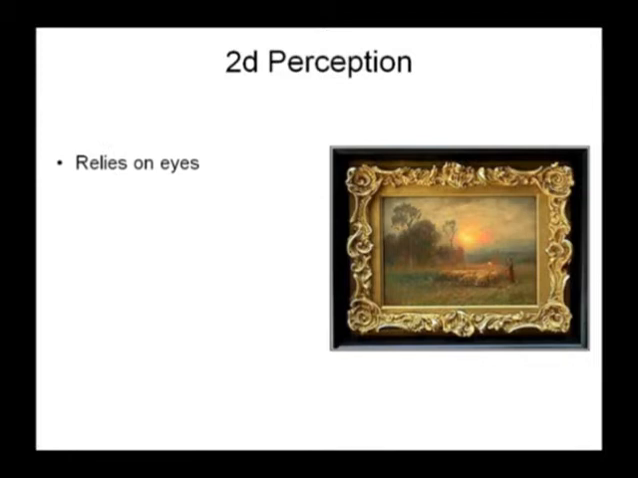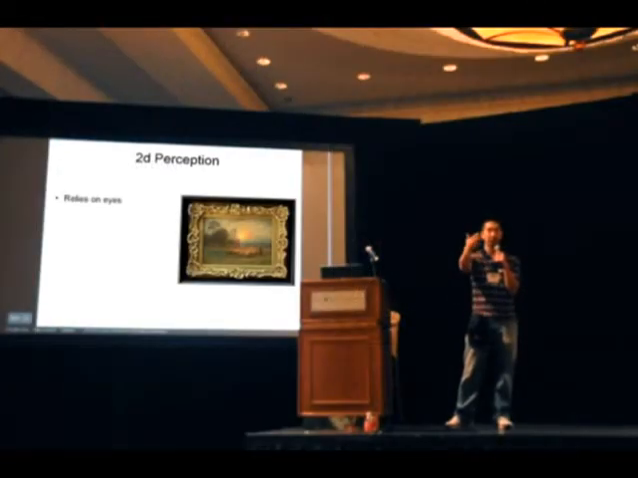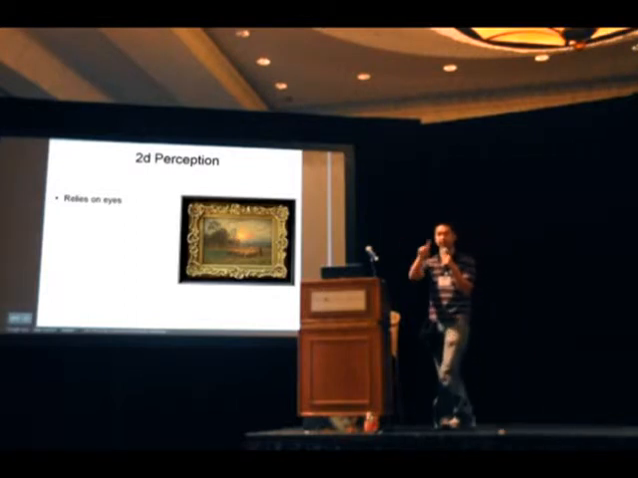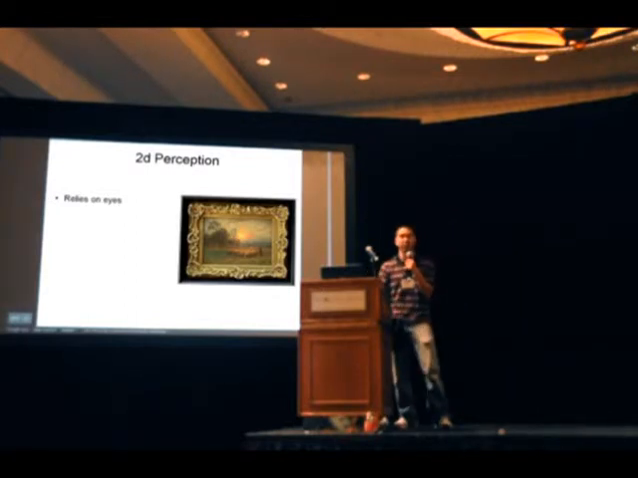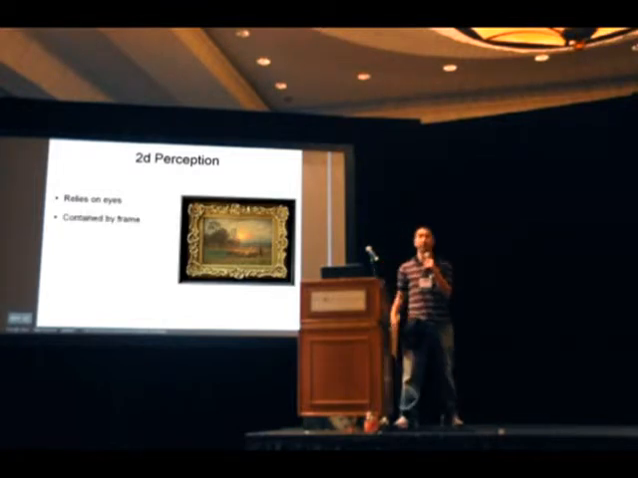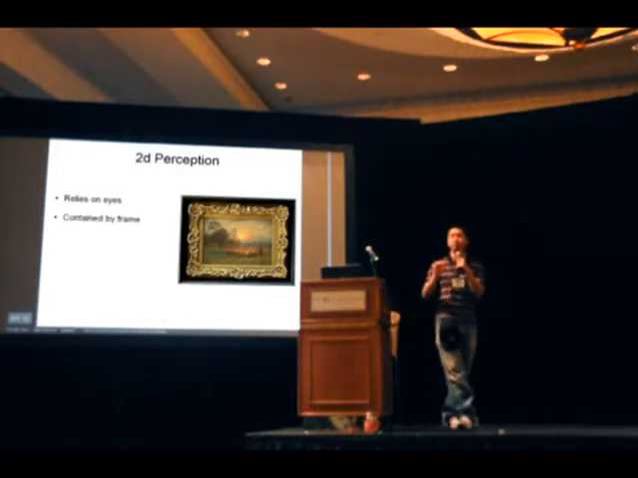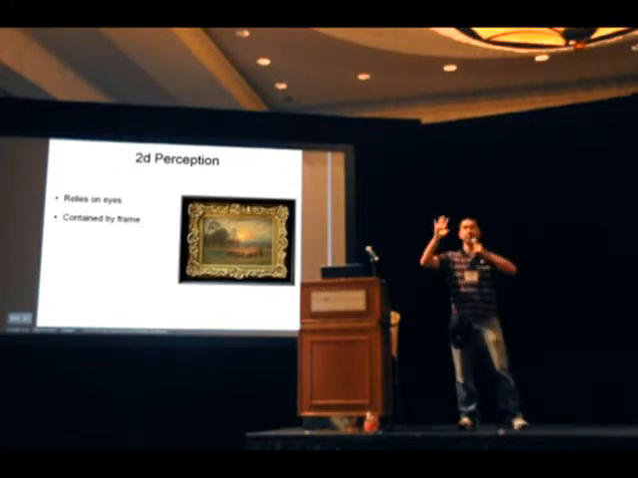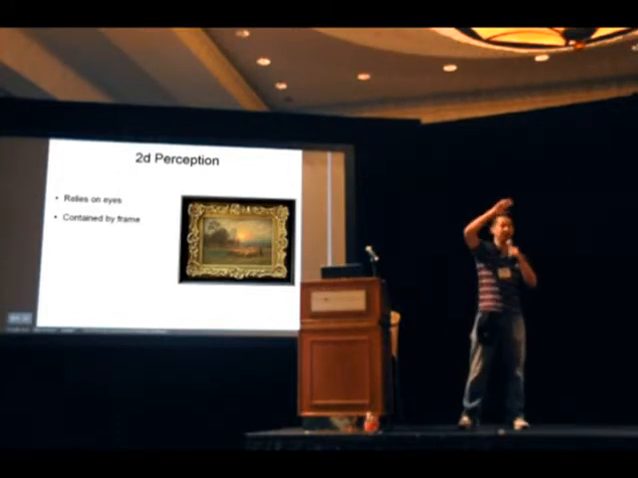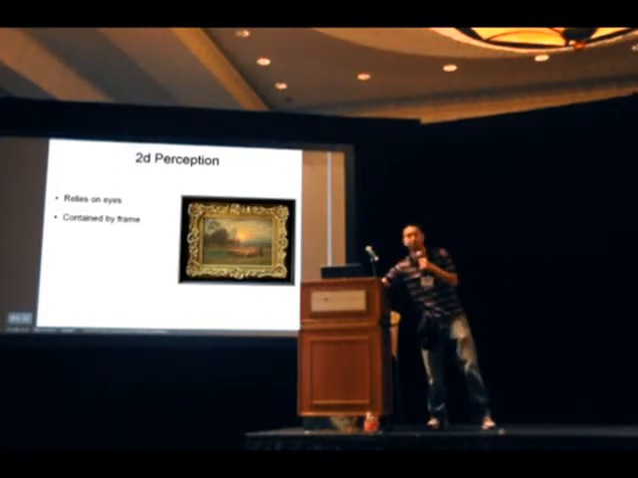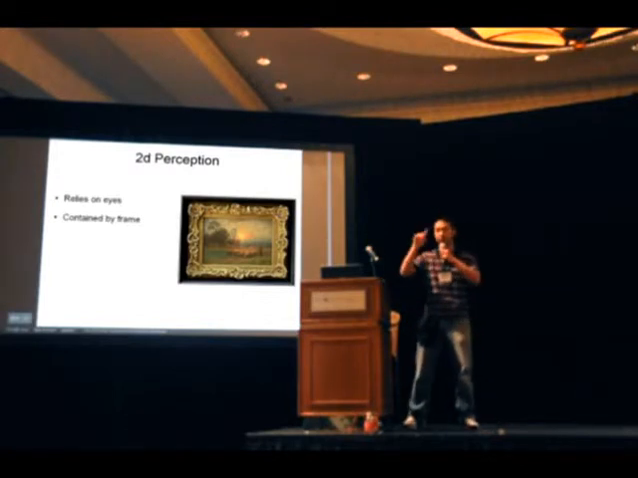So in terms of 2D perception, first of all, it relies on the eyes, right? We see 2D perception with our eyes. We don't really touch it, because if we touch it, it's texture, and that's not really 2D. It's contained by a frame. I know that in a theoretical sense, 2 dimensions is a plane that extends in all dimensions infinitely, but in practice, when we interact with 2-dimensional content, it's always in a frame.